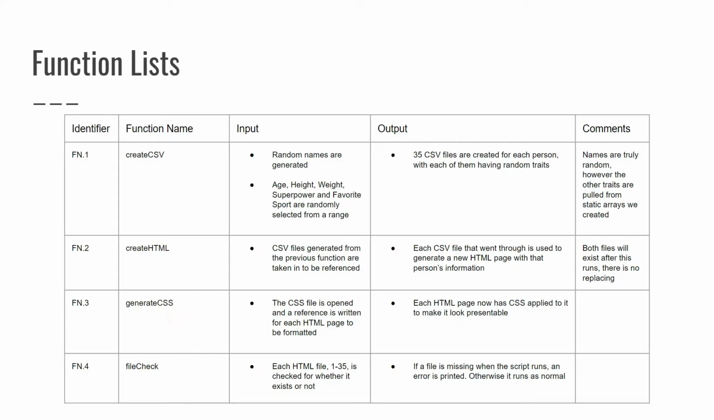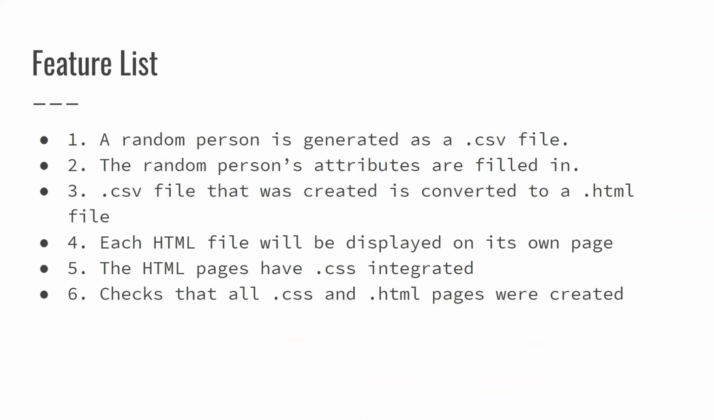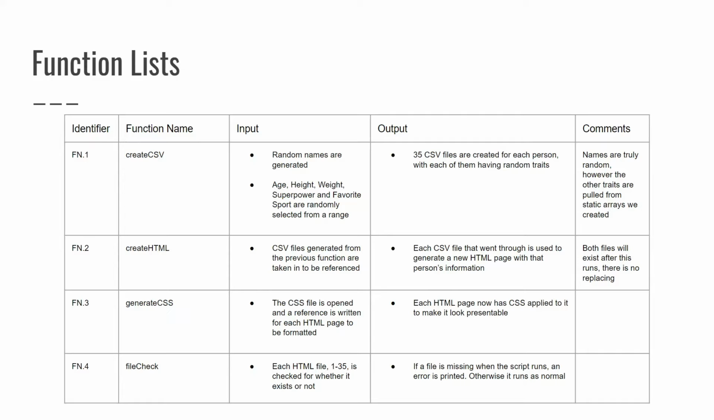Create HTML will then take those CSV files that we created in the previous function and generate an HTML page based off of that. The generate CSS function is going to write a reference onto each of the pages, so that way we can now integrate CSS into all the web pages. And our file check is going to run through each one of our files, and if any of them is missing, it will raise an error.